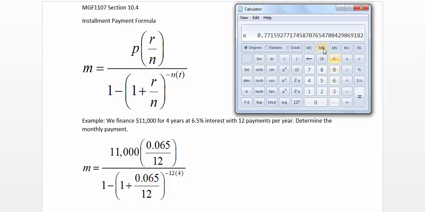I'm going to go ahead and store that in my memory, memory store. I'm going to go ahead and say 1 minus, and then recall that number from memory. And again, I'm going to store that in the memory again.